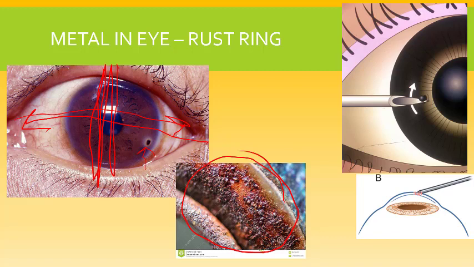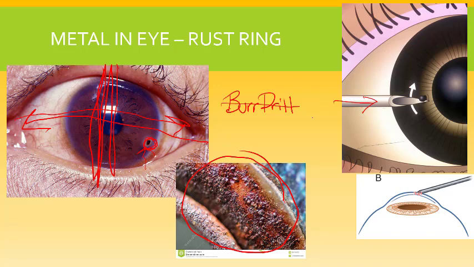The next thing that we can use is something called a burr drill. A lot of hospitals don't have one, and it makes a lot of noise, but it's specifically made so that way you can take the metal piece out and kind of chip away at the rust ring to get it out of the eye. However, if you don't have a burr drill in your emergency department, you may have to use an 18-gauge needle. Obviously, you need to numb the eye before either of these are used, using proparacaine or tetracaine.